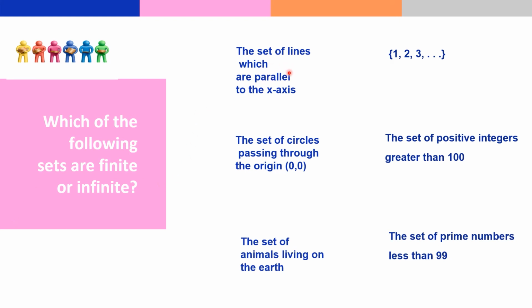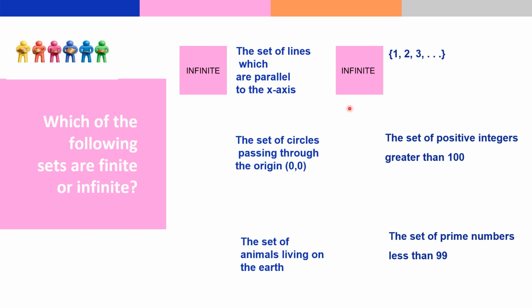Set of lines which are parallel to x-axis. Just imagine your Cartesian plane. For x-axis, how many parallel lines can I draw? Infinitely many lines I can draw, right? So the given set is an infinite set. You got it? Second question here, see this: 1, 2, 3, etc. See that symbol clearly, 1, 2, 3, etc. going on. So this is again an example of an infinite set.